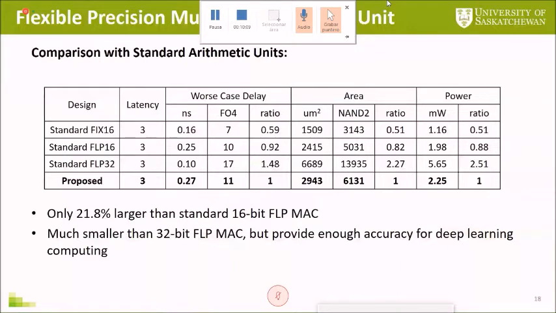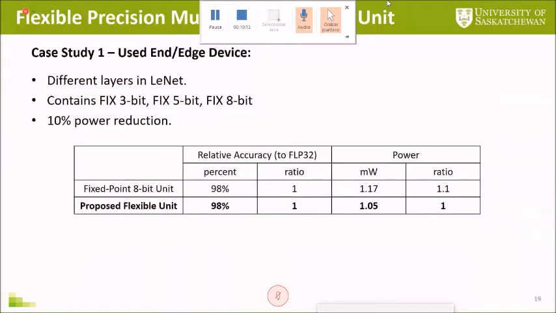We did two case studies. One is for an edge device, which is a light deep neural network. We compare with the fixed point 8-bit unit in LeNet. LeNet contains fixed 3-bit, fixed 5-bit, and fixed 8-bit. So if you use a standard fixed point 8-bit unit, you don't have any other alternative. But our proposed flexible unit can handle 3-bit, 5-bit, and 8-bit accordingly. As you can see, relative accuracy compared to 32-bit floating point is 98% for both. And power-wise, the fixed point 8-bit unit has 1.17 milliwatts, whereas our proposed flexible unit has 1.05.